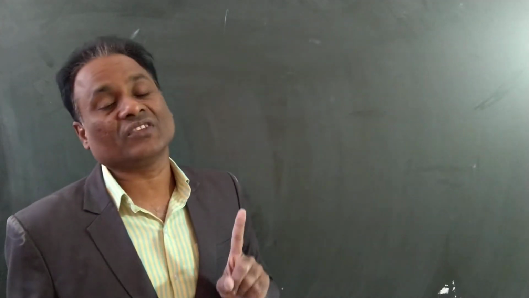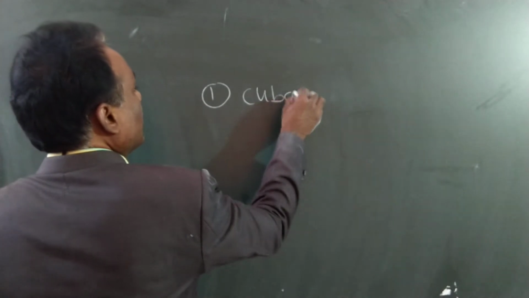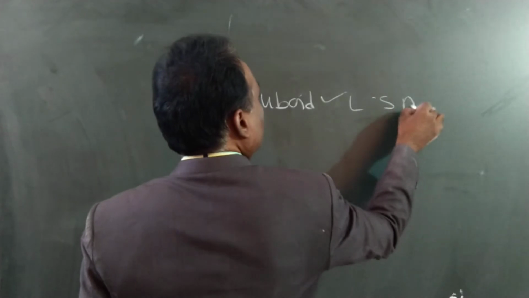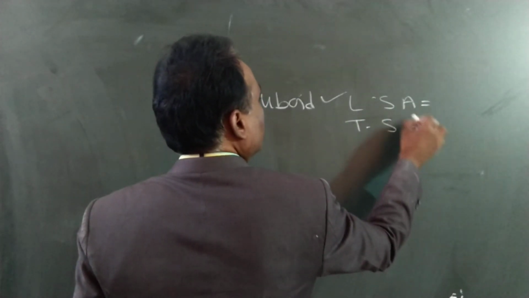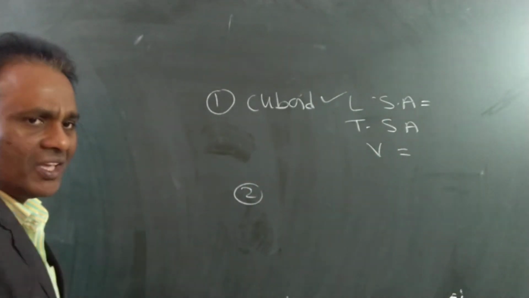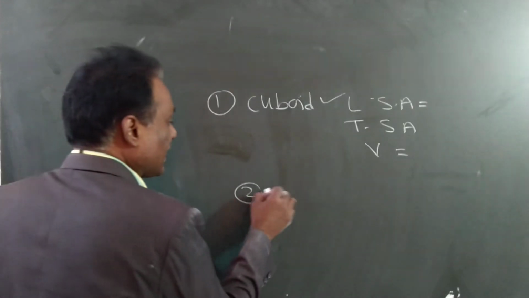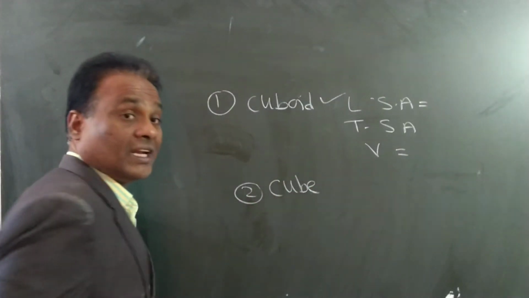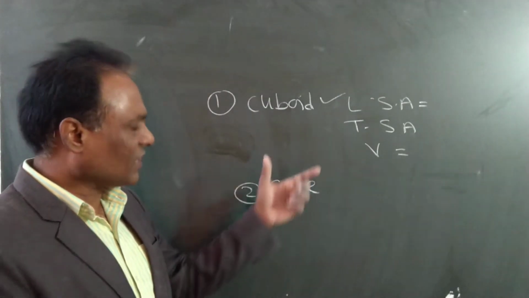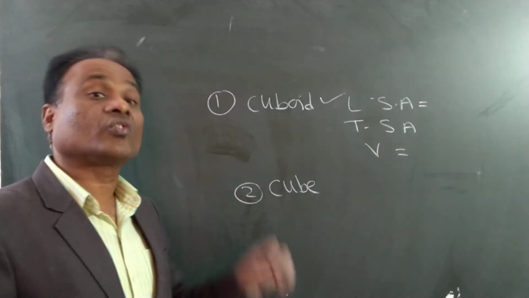Next, the second figure we studied is the cube. First we studied the cuboid and I gave all 3 formulas for it: lateral surface area, total surface area and volume. Just now also we used the formula for volume of cuboid, length into breadth into height. The next figure I explained is the cube. It is a square box. If length, breadth and height are all equal, it is called a cube.